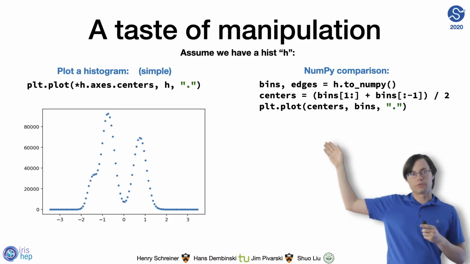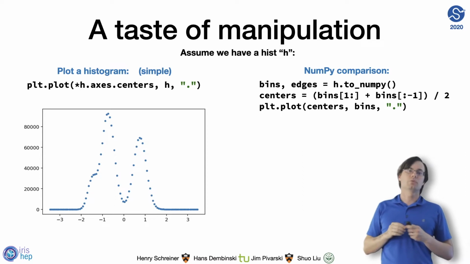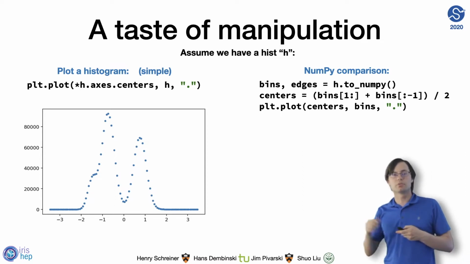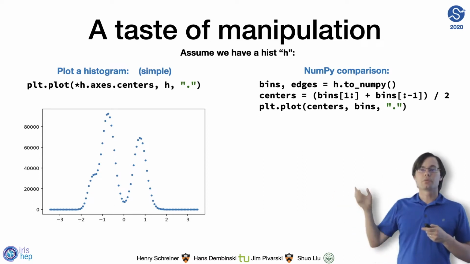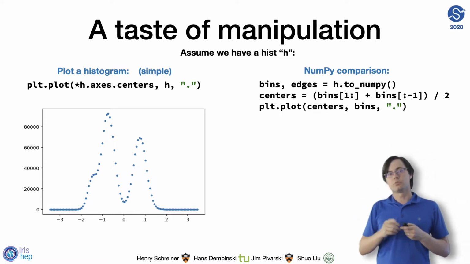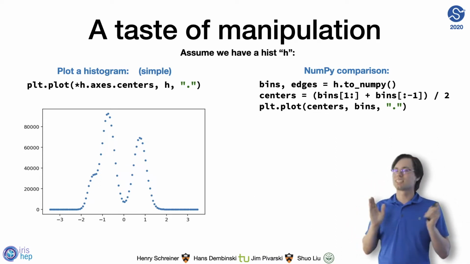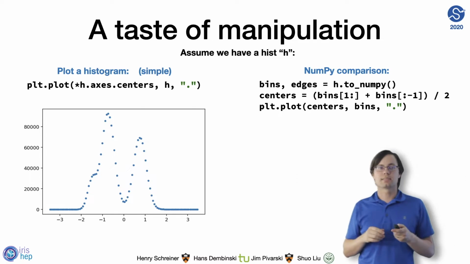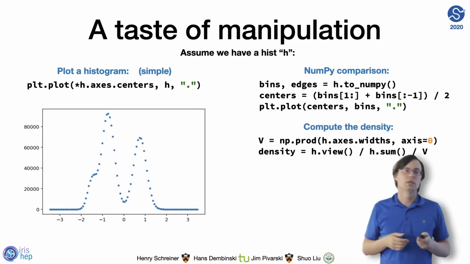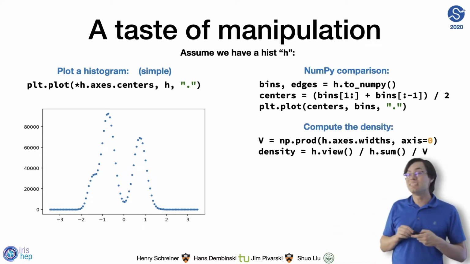You have your axis centers. You hand it the histogram and dots. The same thing in NumPy is a bit more verbose. You'll see you can just convert to NumPy. But with the centers, you have to do that manual calculation. With a Boost-histogram object, it's just natural. You just have the axes centers. Axes know their centers. You can also compute the density very easily.